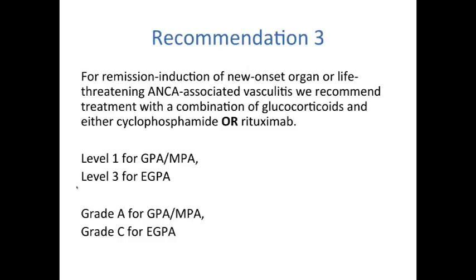The strength of evidence for treating patients with either cyclophosphamide or rituximab is really very strong for both GPA and MPA, being level 1A, which is the strongest one can get, whereas for EGPA, it's much weaker. That's primarily because there have been very few trials that have solely focused on EGPA, and there were no EGPA patients in the UVAS group of trials, and they've generally been excluded. So new patients should generally receive cyclophosphamide or rituximab.